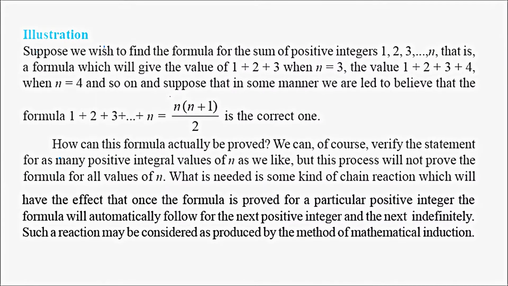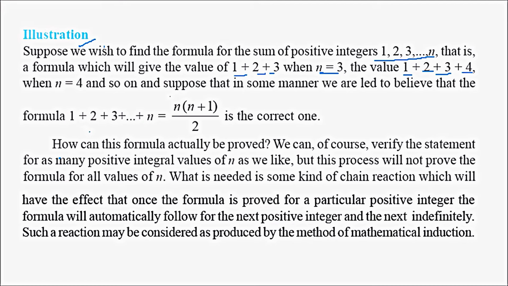So the next thing which comes is the illustration. We have discussed what exactly we mean by the different type of reasoning which is called induction reasoning. So if we wish to find the formula for the sum of some positive integers, say 1 to n, what will be the formula? And if n equal to 3, it will be 1 plus 2 plus 3, because these are three terms. If you say n equal to 4, there will be 4 terms, as you can see here, 1 plus 2 plus 3 plus 4.